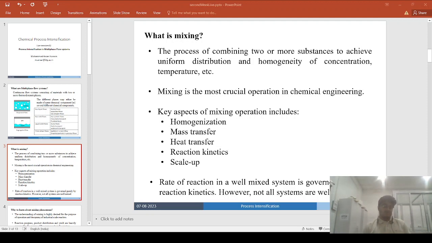But not all systems are well mixed. You might have a laboratory scale CSTR that performs well in a well mixed condition, but as soon as you scale it by just a single order, the whole system may go from well mixed to basically nothing. There will be no mixing happening. So you cannot play with the same rules once you scale up. So yeah, not all systems are well mixed.